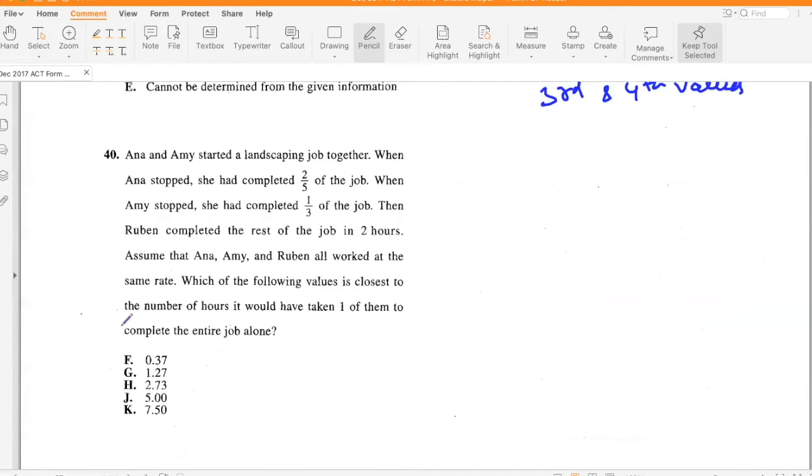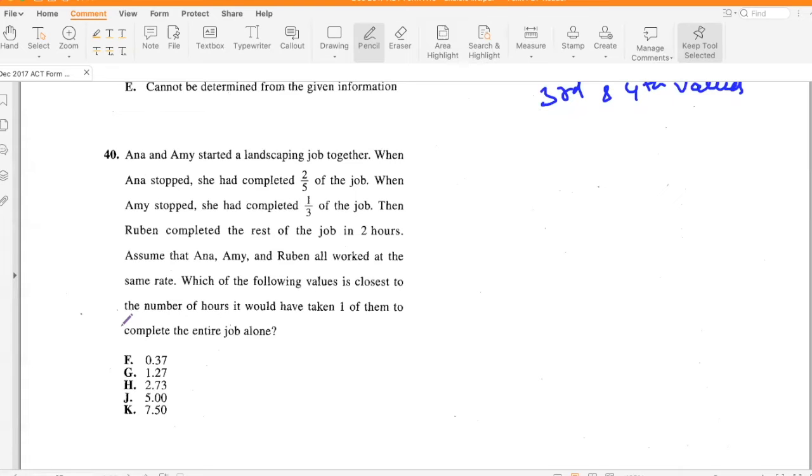Anna and Amy started a landscaping job together. When Anna stopped, she had completed 2/5 of the job. When Amy stopped, she had completed 1/3 of the job. Then Ruben completed the rest of the job in 2 hours. Assume that Anna, Amy, and Ruben all worked at the same rate. Which of the following values is closest to the number of hours it would have taken one of them to complete the entire job alone?